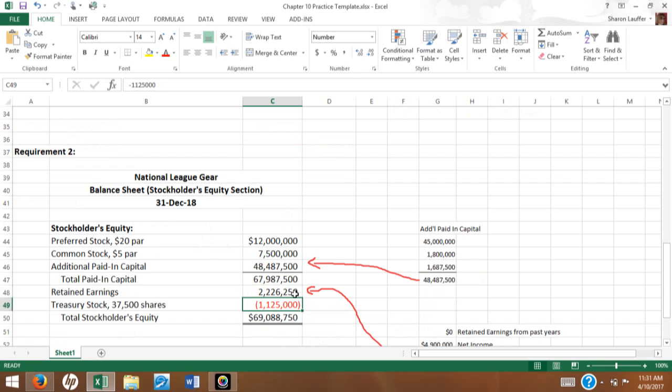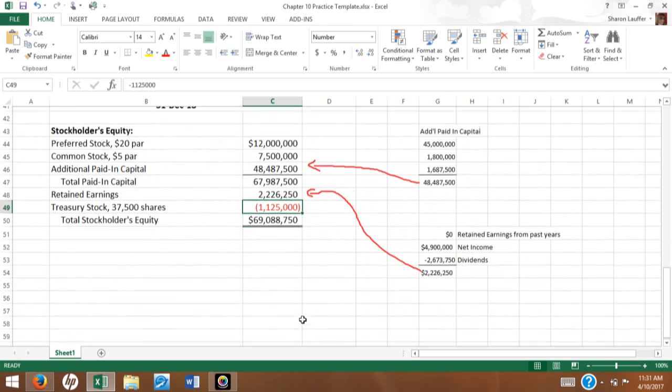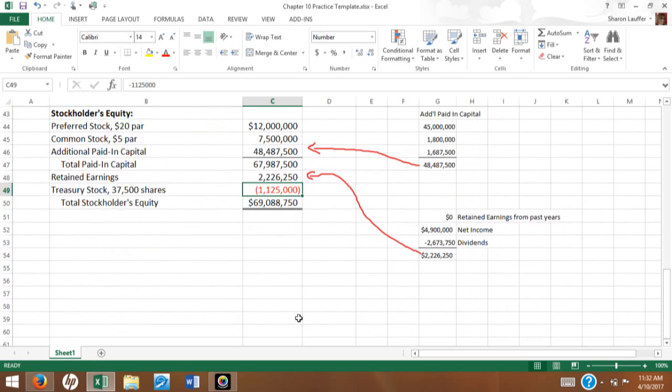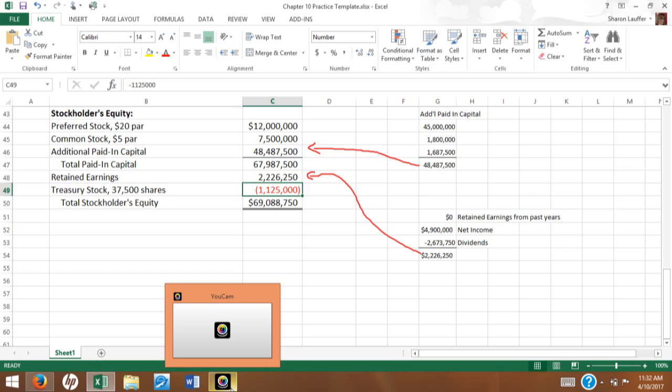So we had total paid-in capital plus our retained earnings less the value of our treasury stock that we're holding, gives us a total stockholders' equity of $69,088,750. So that is actually the end of that problem. So that shouldn't be too difficult for you, and this is the only problem for the week. So I hope this is helpful.